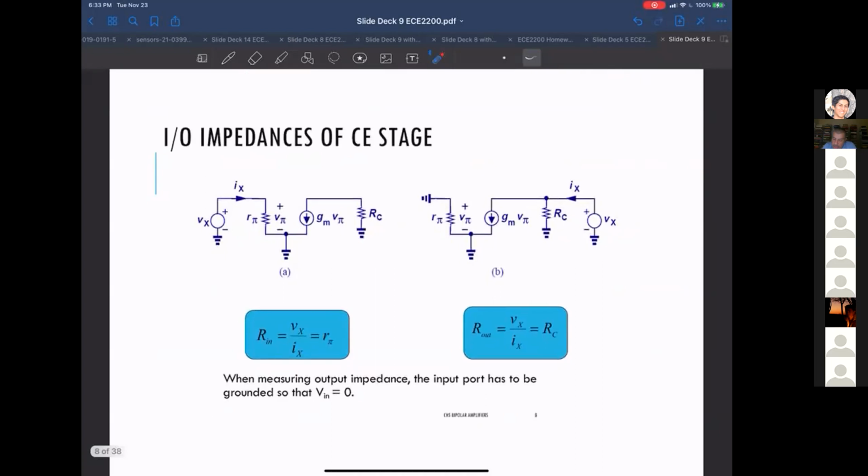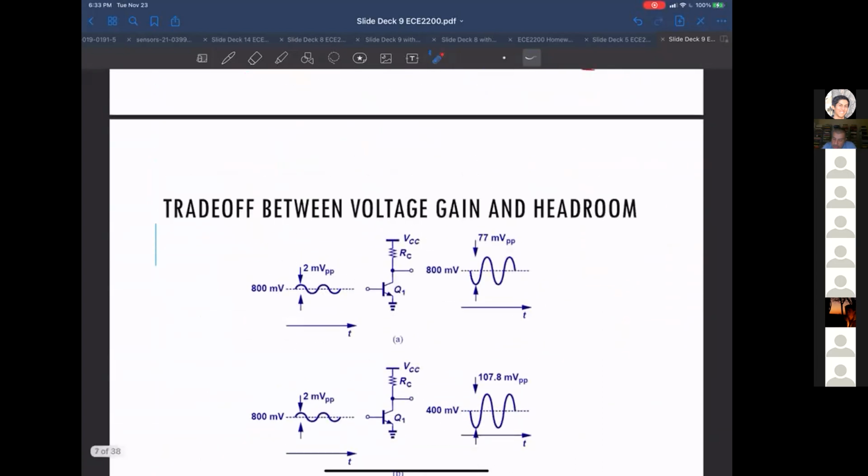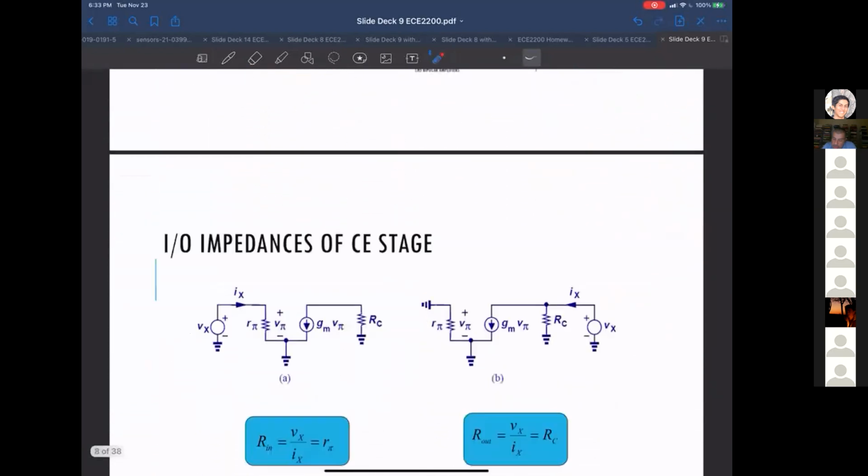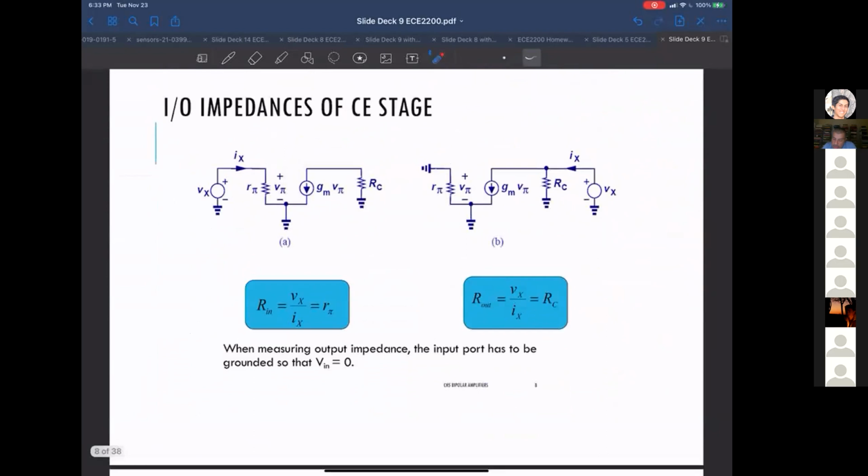So that's sort of the maximum usable gain, how much gain you can have in your headroom. I think we already looked at the input-output impedance of the common emitter amp. It's pretty simple. Again, this is a small signal model for the amp.